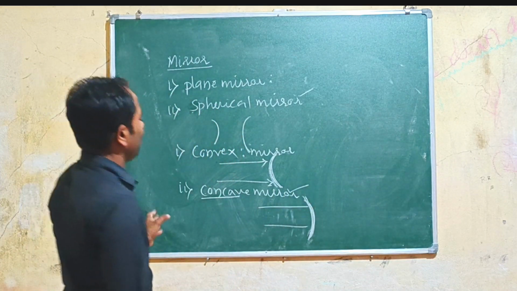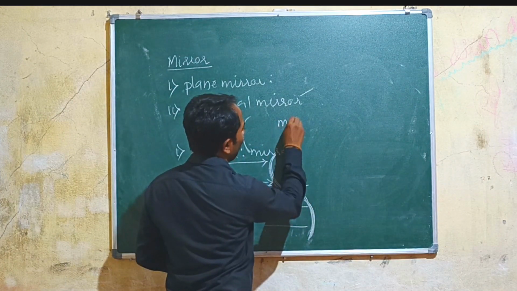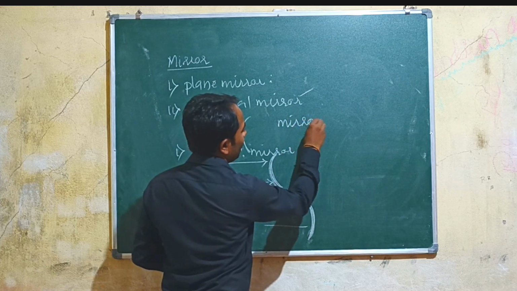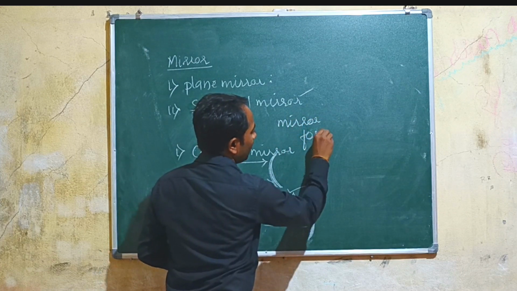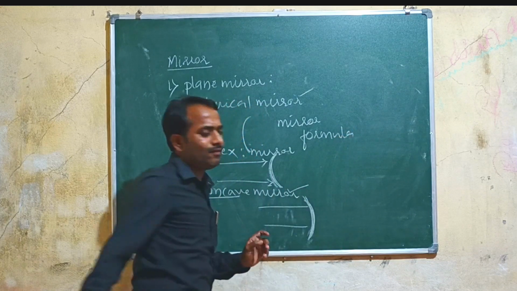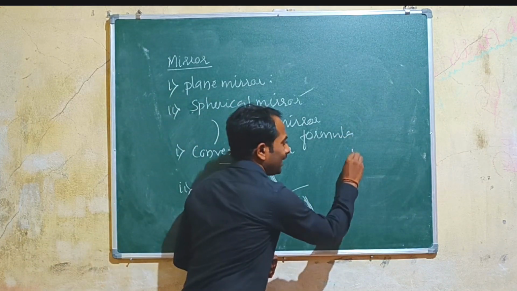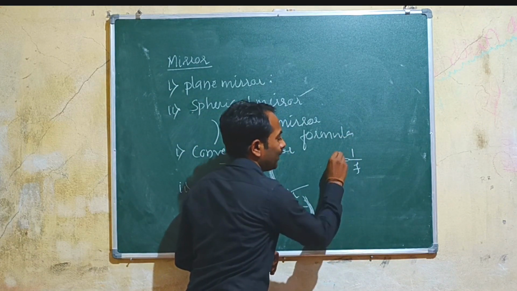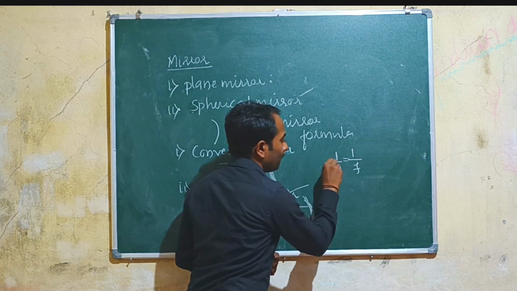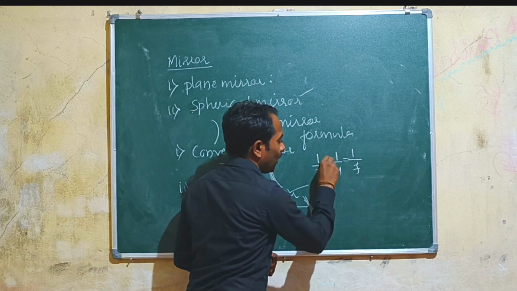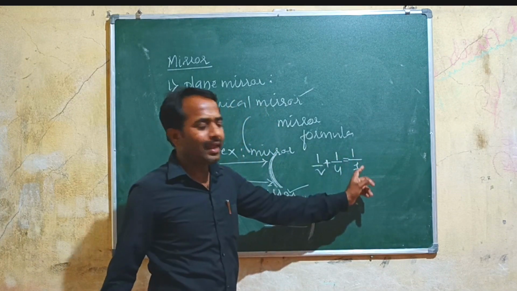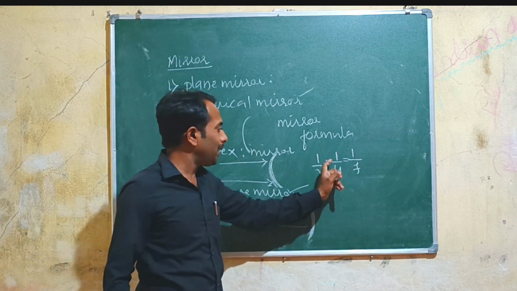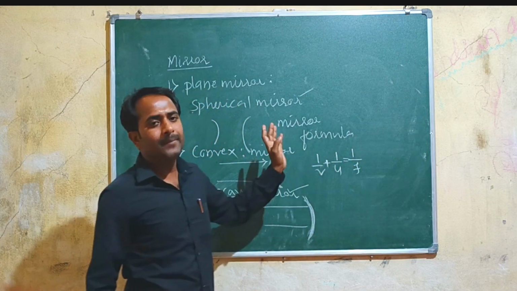Then the mirror formula. We use the mirror formula to find the distance of any image. The mirror formula is very easy to remember: 1 by f is equal to 1 by u plus 1 by v. That is the mirror formula.